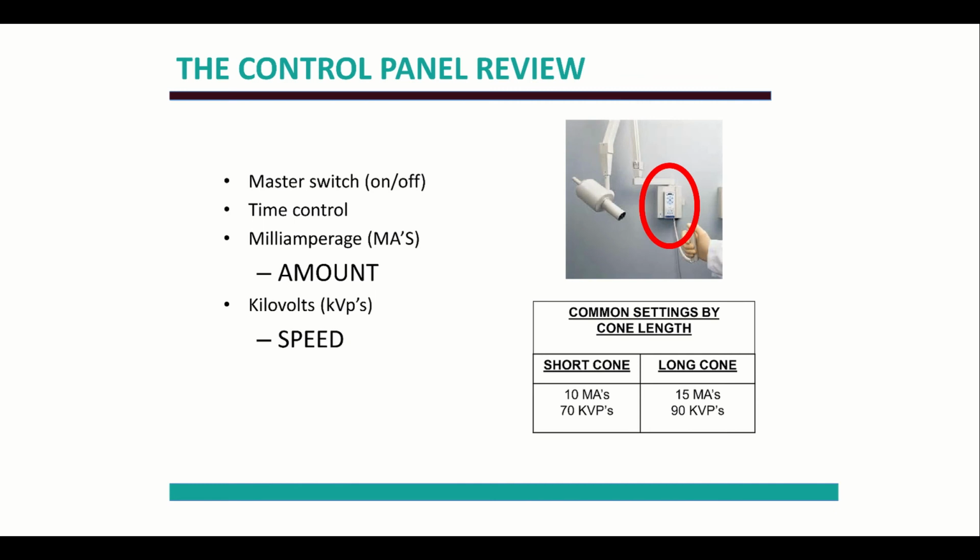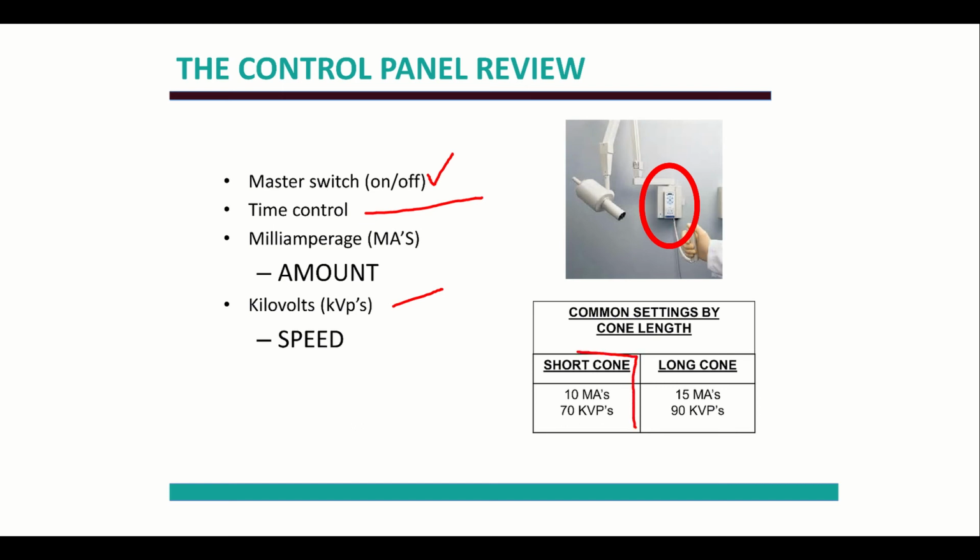All right, so just a quick review of the control panel. We have the on-off switch. You turn it on at the beginning of the day, turn it off at the end of the day. Then the time control, which is the exposure time. You have the milliamperage, which is the amount of electrons, which controls the density of the image, and the kVp, which controls the speed of the electrons, and that controls the contrast.